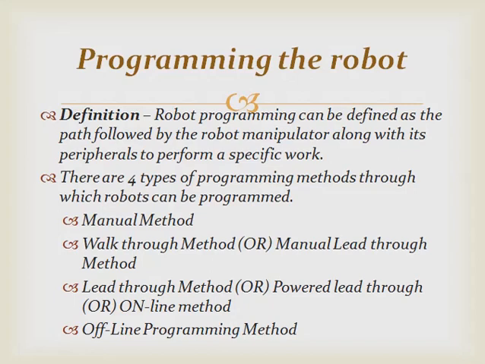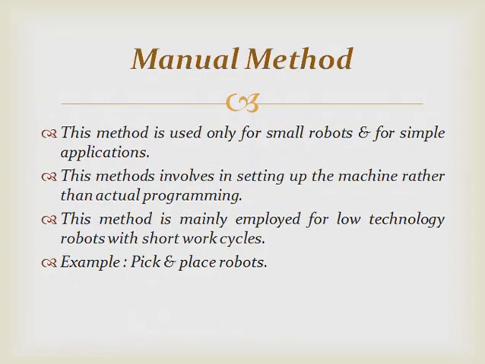There are 4 different types of programming methods through which the robot can perform. These 4 methods are: the manual method; the walkthrough method, which we can also call the manual lead through method; the third one, the lead through method, which we can also call the powered lead through method or online method; and the fourth one is the offline programming method. Let us discuss them one by one, starting from the manual method.